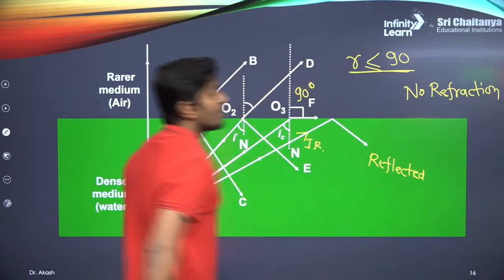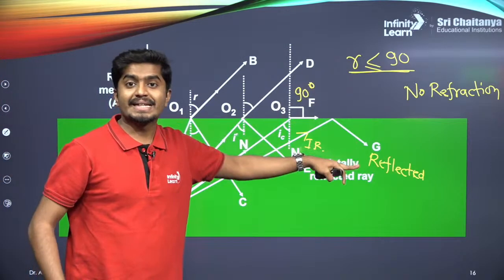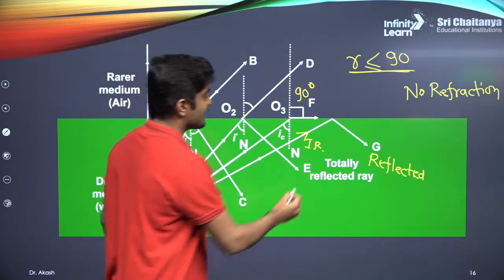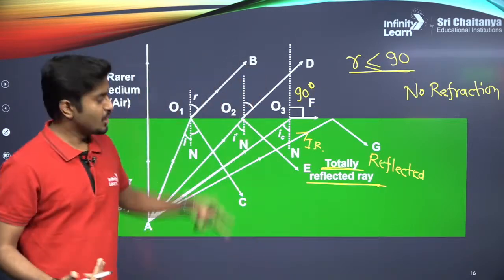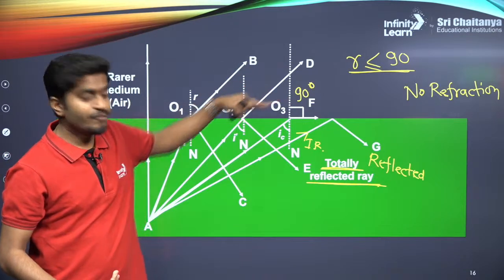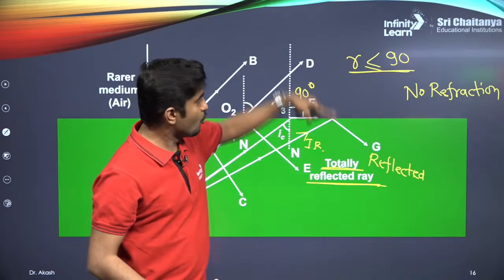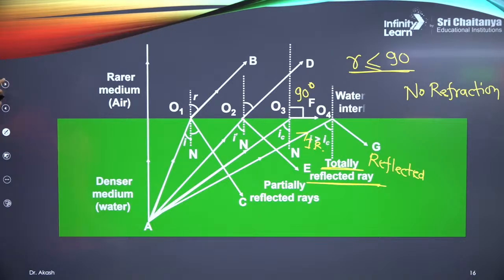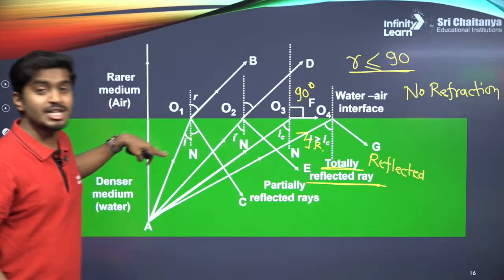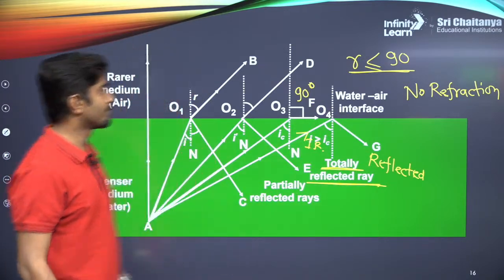So there is no refraction. What will happen? Reflected inwards. That is the reason it is called total internal reflection. All the light which falls at the boundary is reflected inwards, no refraction. So these are all partial reflection and that is the total reflection.